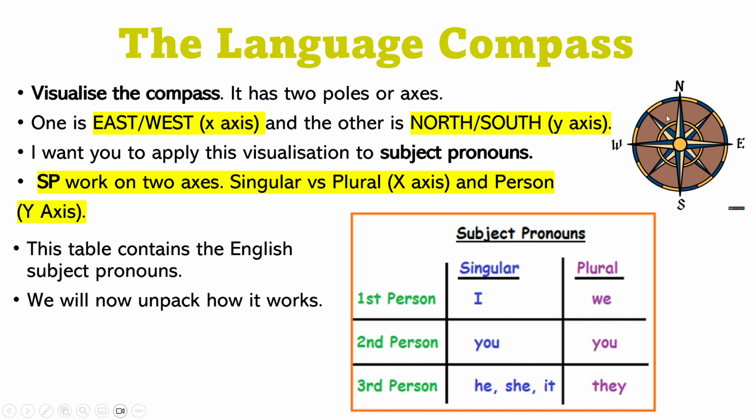So if we look on here, that's a y-axis in mathematics. And then we've got the east-west axis, which is an x-axis. This is kind of what you apply to subject pronouns.